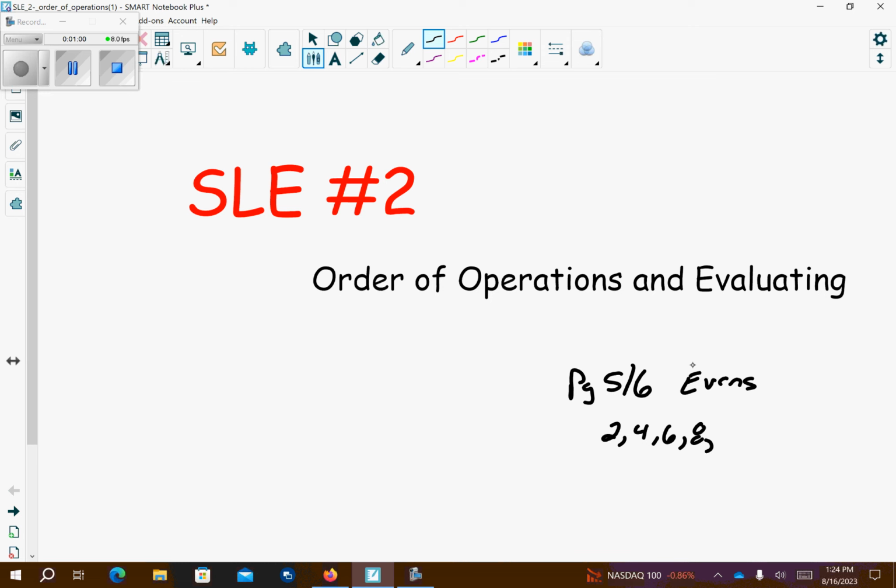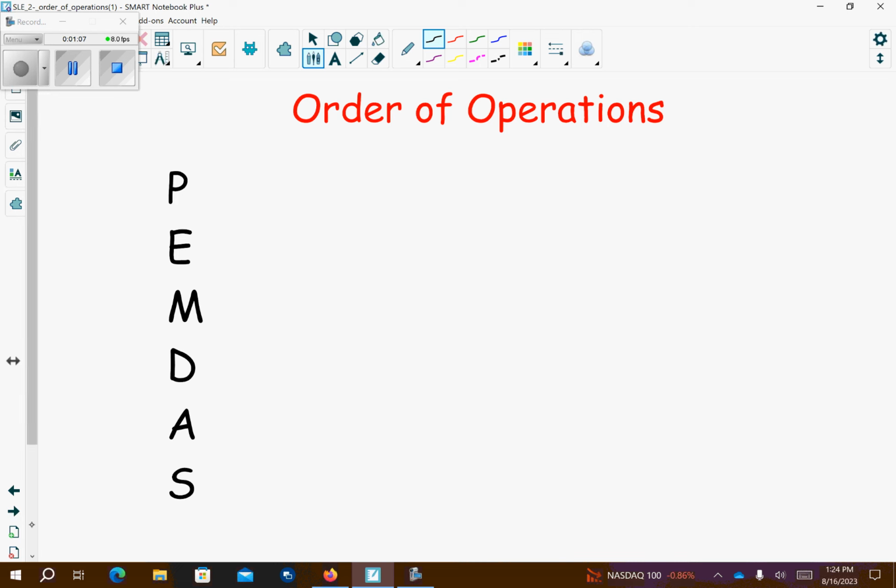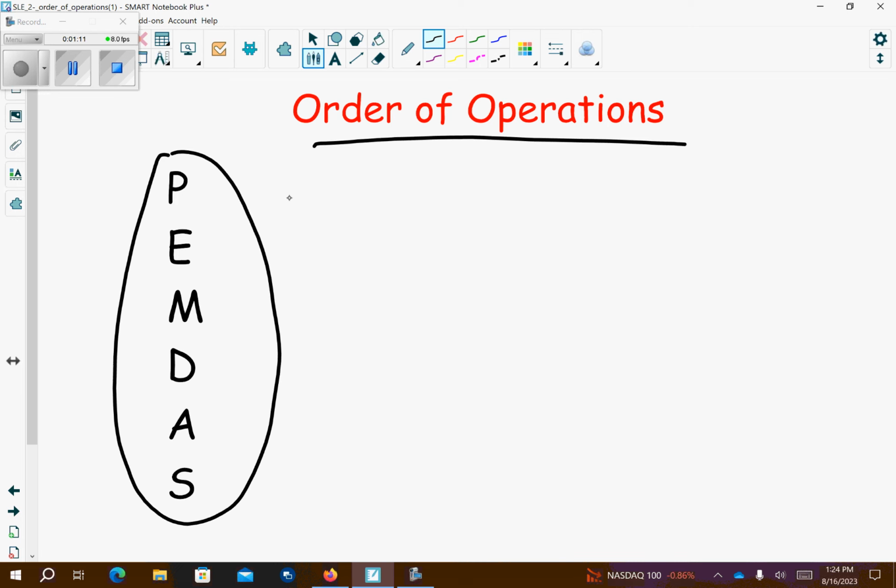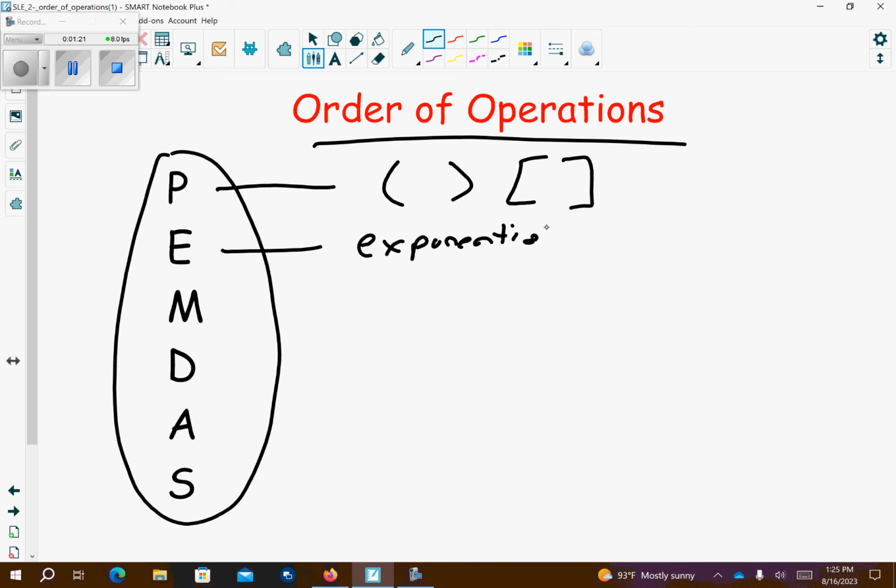So this is in our books, or in the packet I gave you. It says SLE number 2, and it's the order of operations. A lot of times we refer to PEMDAS. PEMDAS means parentheses or square brackets, which mean the same thing. E is for exponents, an example of that would be 3 to the 4th. This is the exponent. You would do that first.